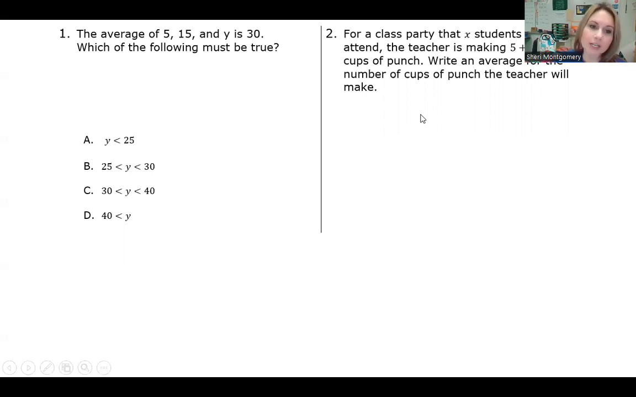All right, the first question. The average of 5, 15, and y is 30. Which of the following must be true? So we know that with an average, you add things up and then you divide by however many are there. In this case, we have 3 things, 5 and 15 and y. If we add them all up, we would have to divide by 3, and it says that the average is 30.